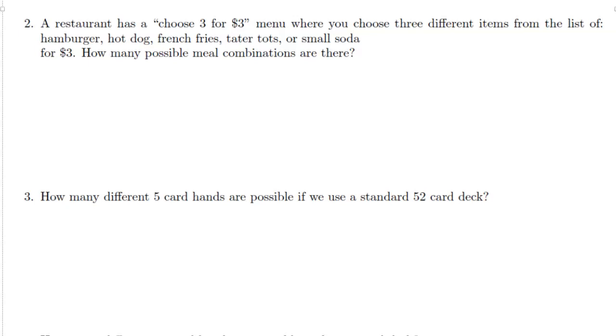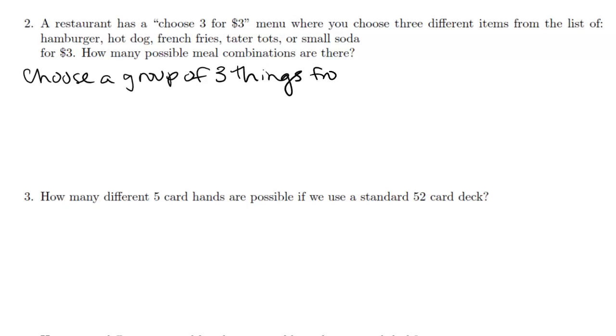And sometimes it's funny to think about a group of things when it's not people, but it works just the same. So really what we're doing is we're saying choose a group of, we're going to pick 3 things. And let's think about from how many. How many options do we have for those 3 things? Well, we've got hamburger, hot dog, french fries, tater tots, small soda. There's 5 different options.